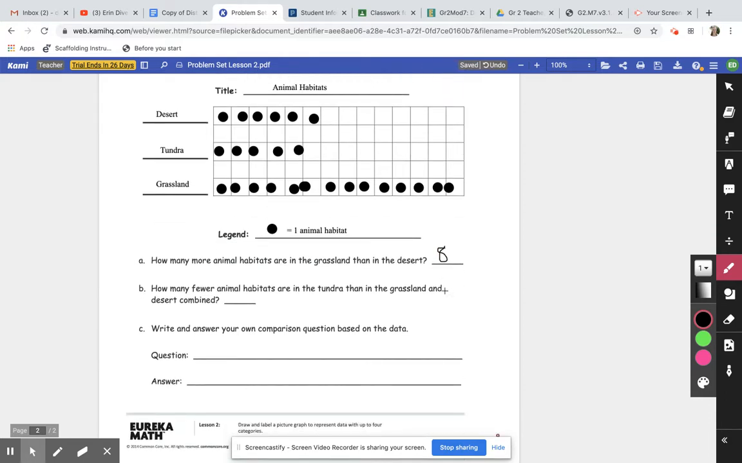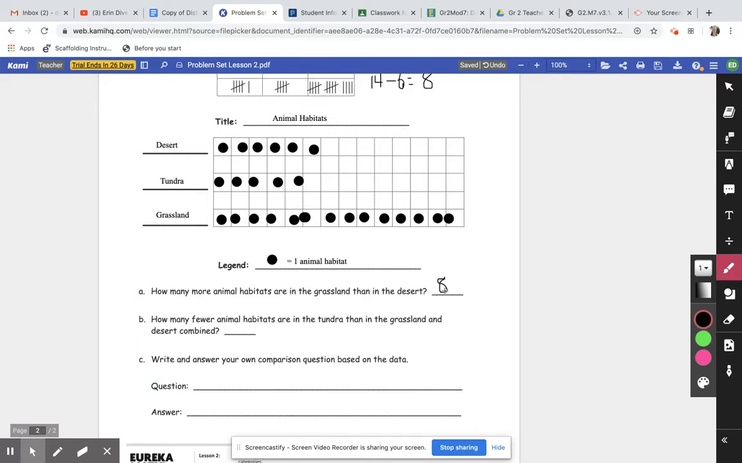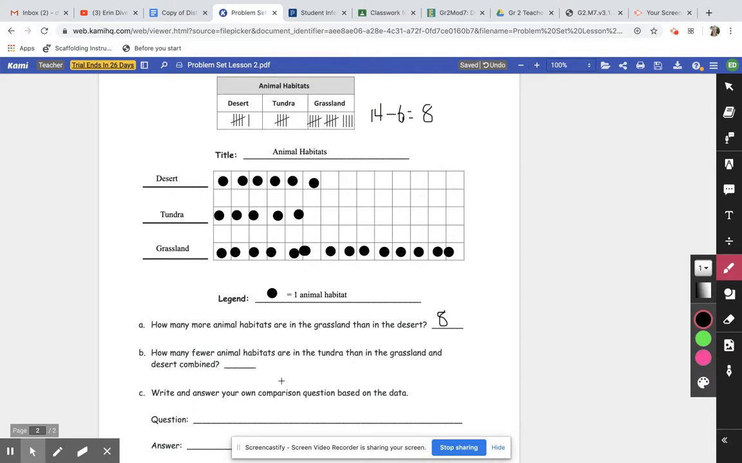Letter B says, how many fewer animal habitats are there in the tundra than in the grassland and the desert combined? So that means we are combining our grassland and desert. We have 14 plus 6. And I know that 4 plus 6 is 10, so 14 plus 6 is going to give me 20. And there we're trying to find the difference between those two and the tundra.